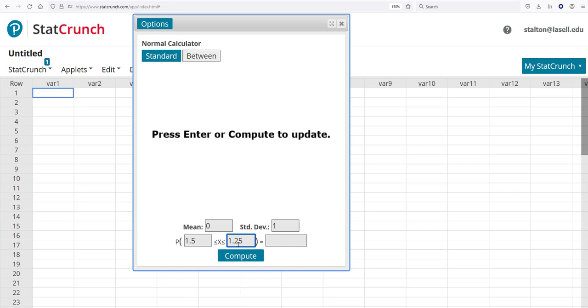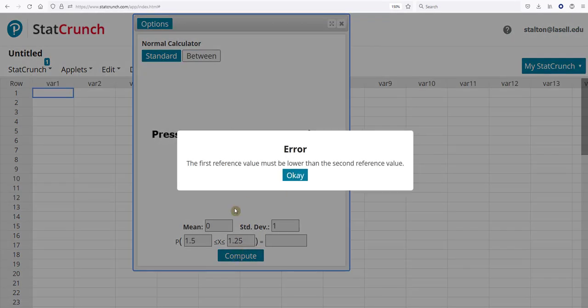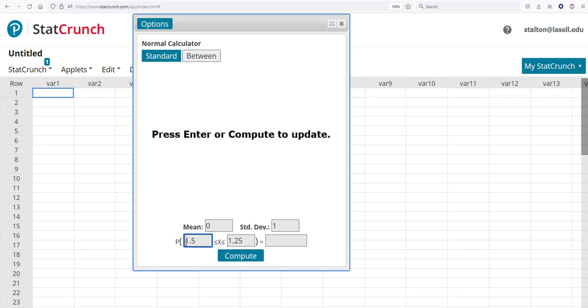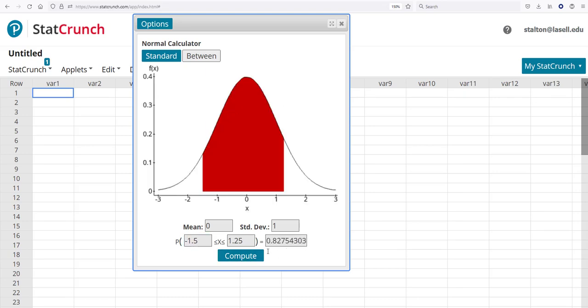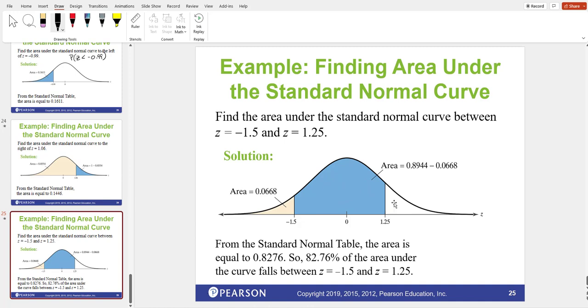Okay, so make sure you hit the between, and when you hit compute, I forgot to put the negative, sorry, negative 1.5. All right, so as you can see, you get 0.8275, and it gives you the graph. If we go back to my same thing, we get 0.82, well, they rounded 0.8276. All right, so let's go ahead and do this.